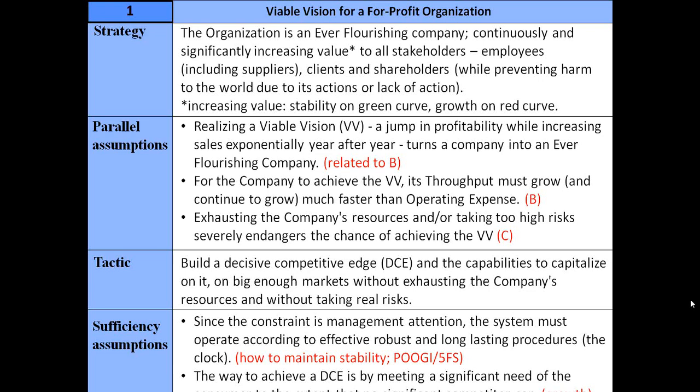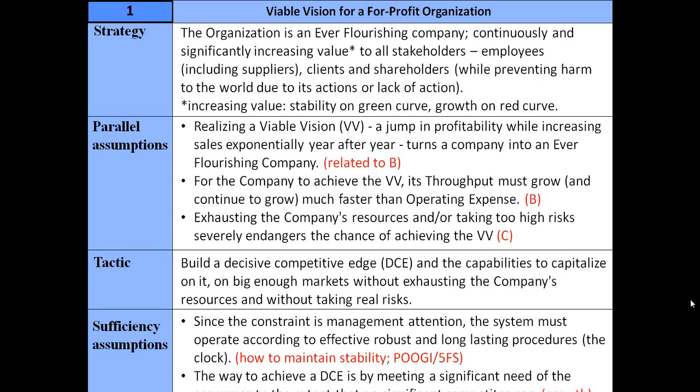Now, what are the sufficiency assumptions? As Eli used to refer to them, or somebody told him, these are "Confucius says": common sense, which is commonly ignored, which, if ignored, we will not have sufficiency to achieve this top-level strategy and tactic of the organization, which is all about how to achieve this goal. So there are two here, and this was also a change I made to level 1 of the vision, strategy, and tactics trees, that I think this is a generic one for for-profit organizations. Since the constraint is management attention, the system must operate according to effective, robust, and long-lasting procedures with a clock.